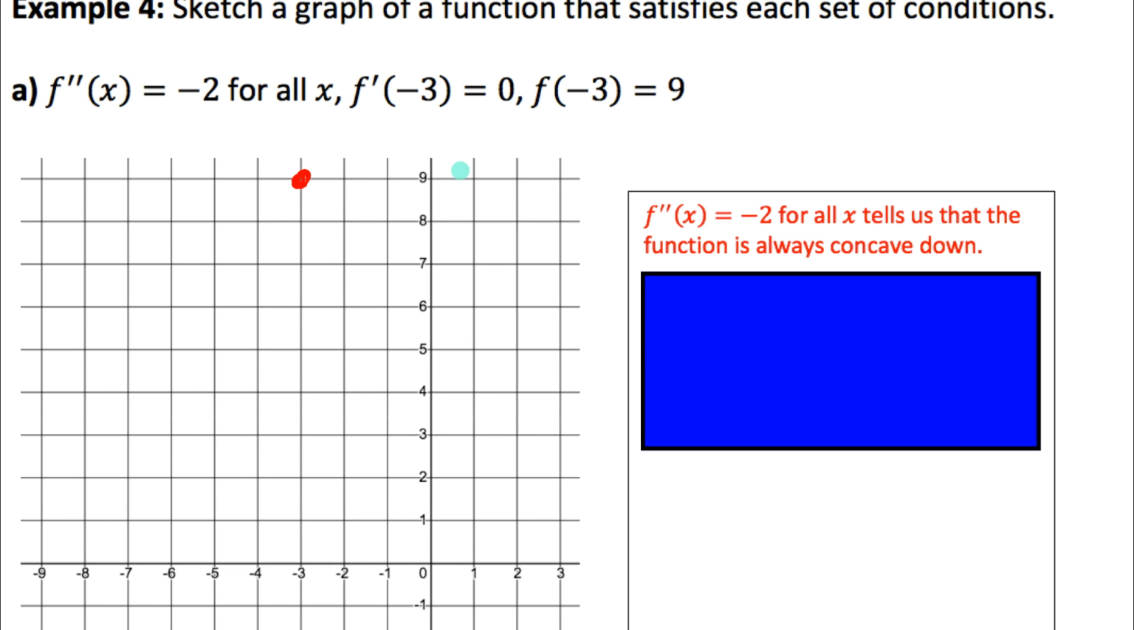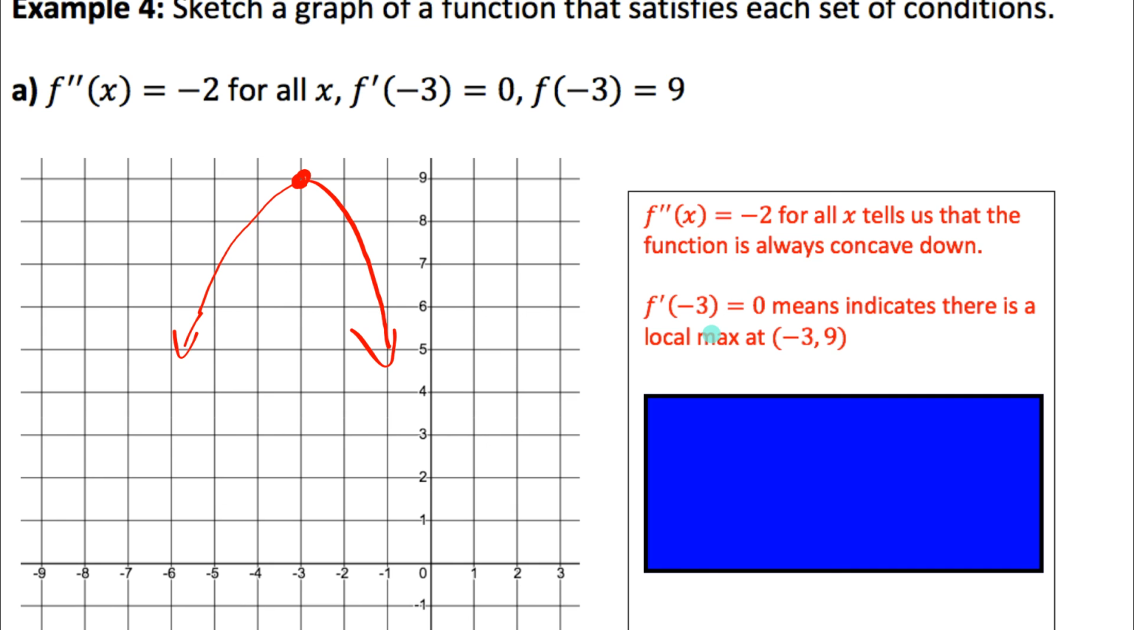I know there's a horizontal tangent there. The slope of the function is 0. And I know it's concave down over its entire interval. So I know the function looks like this. And now let's just jot down here. It says f prime at -3 equals 0, which indicates there is a local max at (-3, 9). And I know it's a max because the function is concave down at that point.